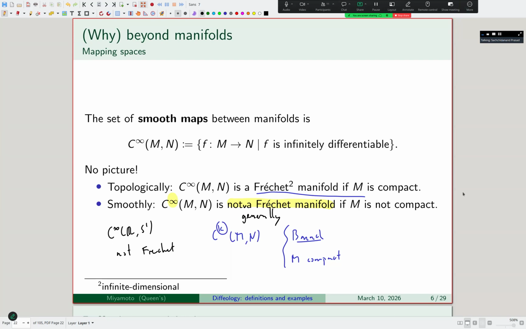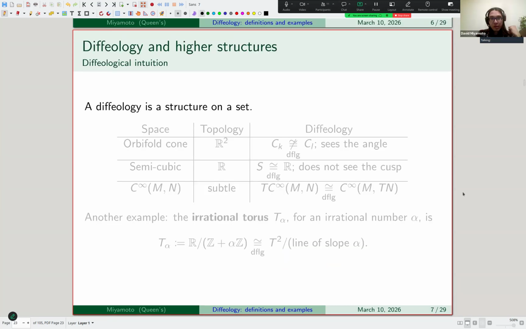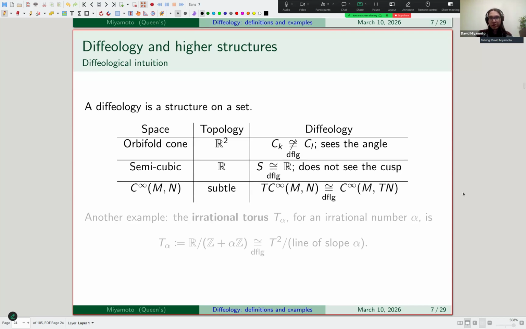Okay, yeah, thanks for the question. So yeah, I didn't tell you what diffeology is, but already with these examples, I hope I can at least give you a beginning sense of what it does. So here we could summarize what diffeology will see.